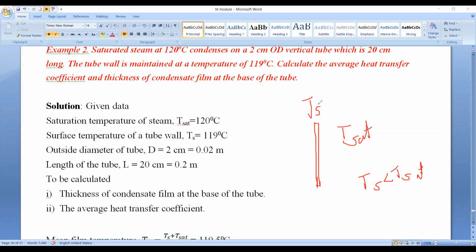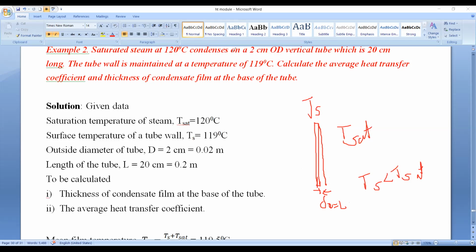Now in film wise condensation, the complete surface is covered with a thin film of the condensate. In the first part, we are asked to calculate the thickness of this condensate film, that is delta X at the bottom. At the bottom, X equals L, because X is measured from the top. So we need the thickness of the condensate film at X equals L.